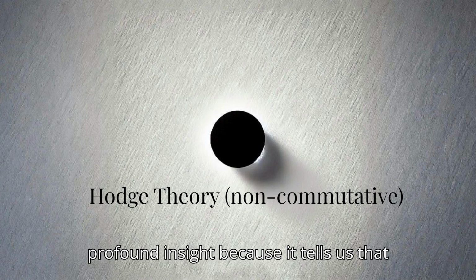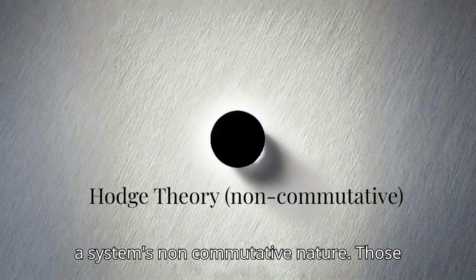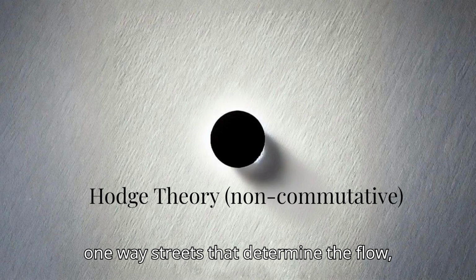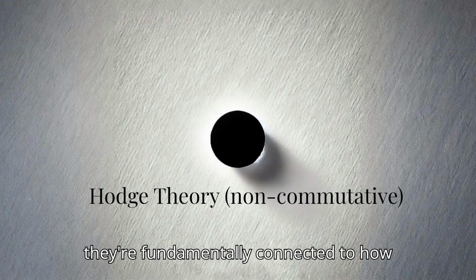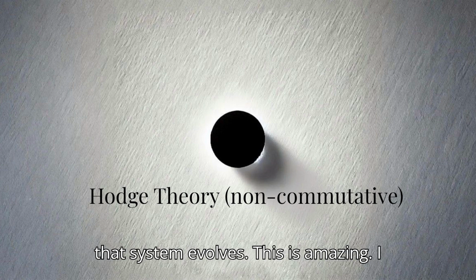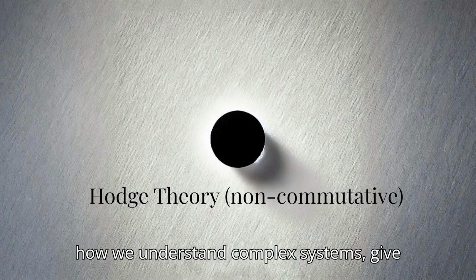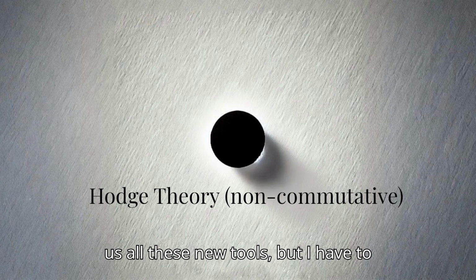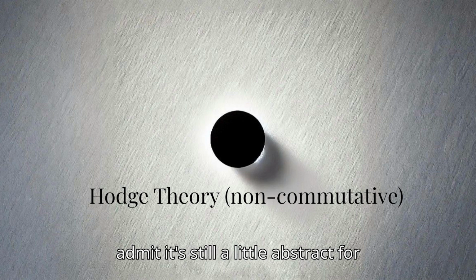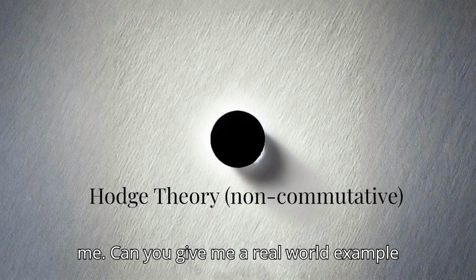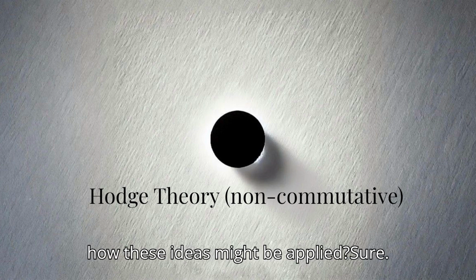It's a profound insight because it tells us that a system's non-commutative nature, those one-way streets that determine the flow, they're fundamentally connected to how that system evolves. This is amazing. I see how Enki-Hodge structures could change how we understand complex systems, give us all these new tools. But I have to admit, it's still a little abstract for me. Can you give me a real-world example of how these ideas might be applied?